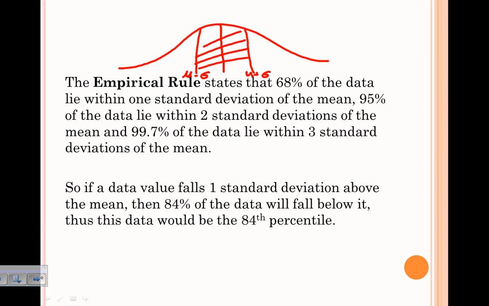So if a data value, going back to Jenny, falls 1 standard deviation above the mean, so kind of think about adding all of this plus that part, and how much is that below her? So about 84% of the data is going to fall below her. So she would be in the 84th percentile. That's pretty good.